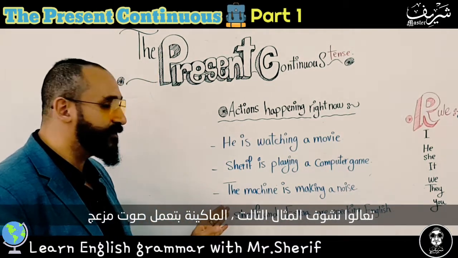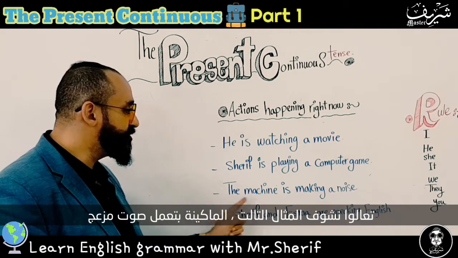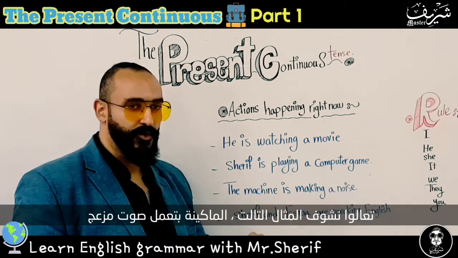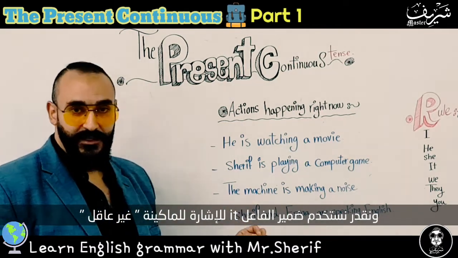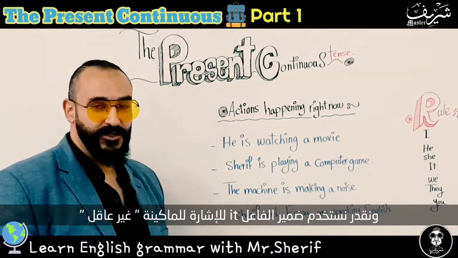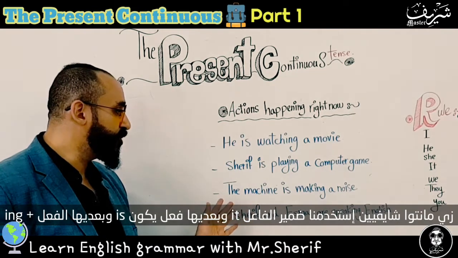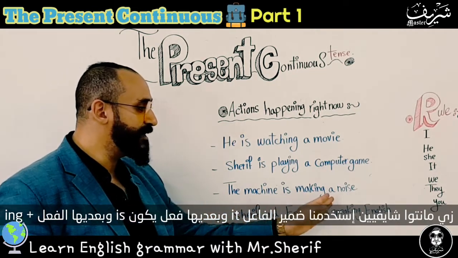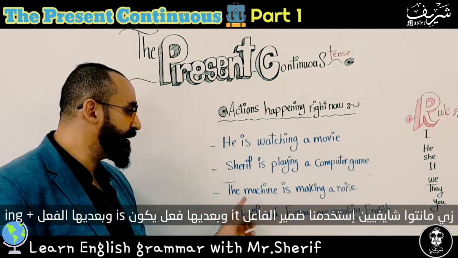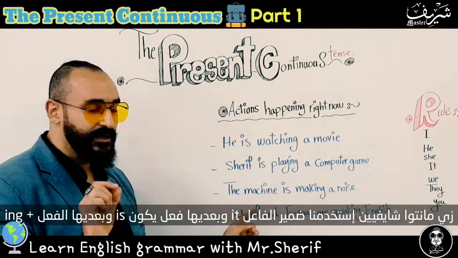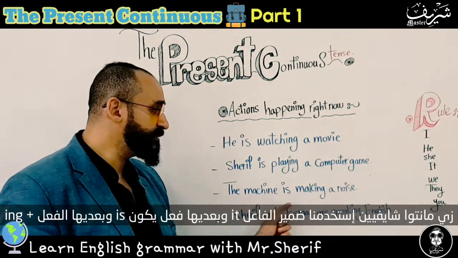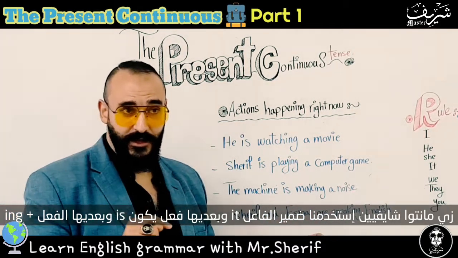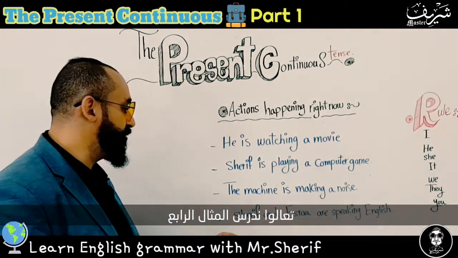So let's study the third example. The machine is making a noise. We can also refer to the machine with it, and this is the proper subject pronoun for this word. So the machine is making a noise. As we can see, the machine is it, and also we have added the be verb: is making a noise right now. Let's study the fourth example.